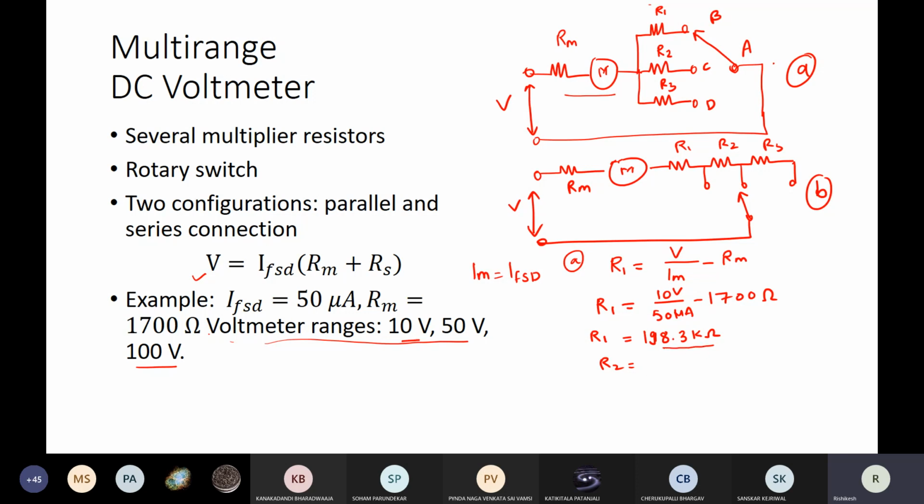How much is R2? For calculation of R2, simply use 50 volts. So nearly 1 mega ohm, approximately 1 mega ohm. What is the exact value? 998.3 kilo. And what is R3? Here you use 100 volts.